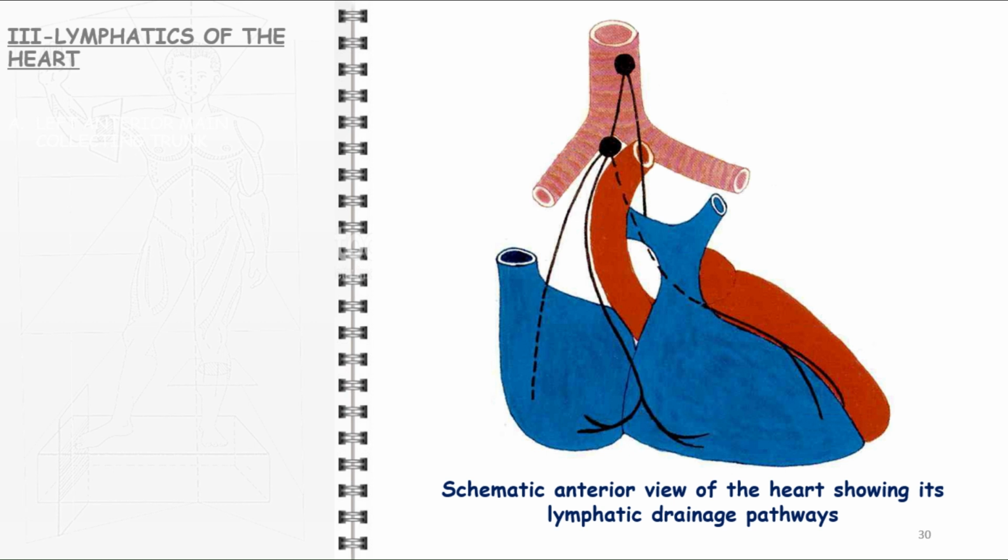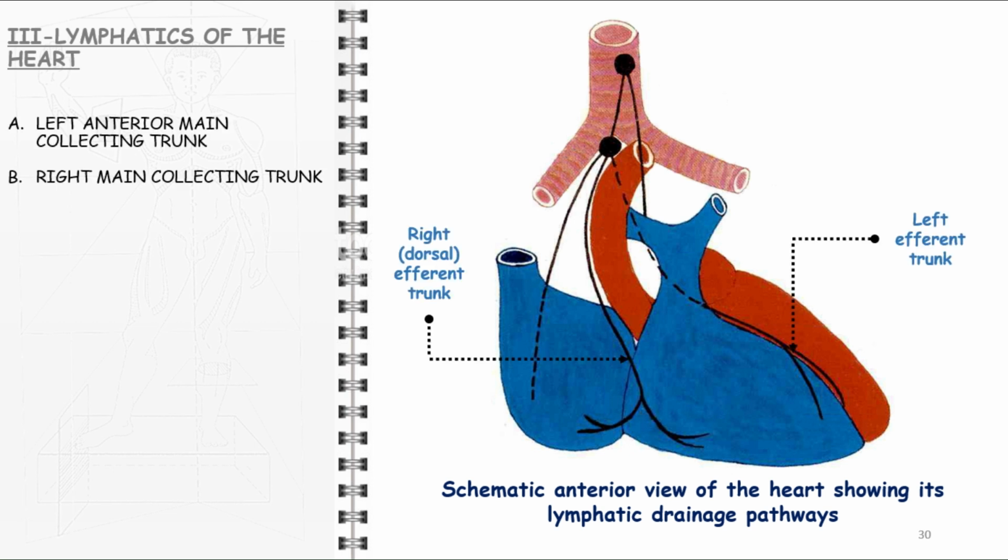Let's delve now into the lymphatics of the heart. The surface of the heart is covered by a subpericardial lymphatic network, into which the networks of the myocardium and endocardium drain through the periarterial collectors. From the subepicardial lymphatic network, 2 main collecting trunks arise, one on the left and one on the right.